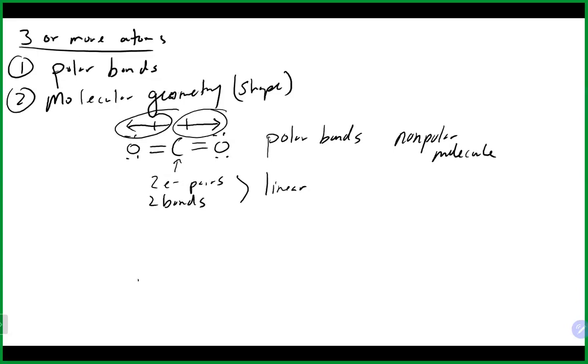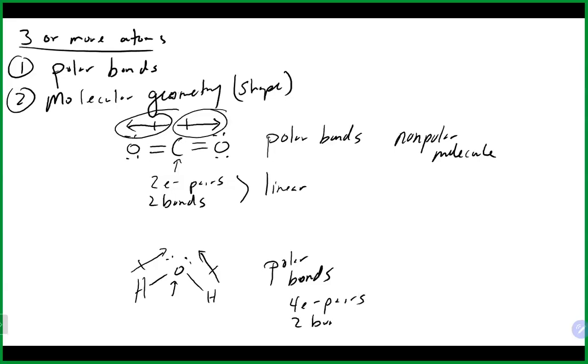Now if you took something like water, water also has polar bonds. The oxygen is more electronegative, so we could draw our bond dipoles heading in this direction. So it does have polar bonds. As we just saw a second ago, the central atom here has 4 electron pairs and 2 bonds in this case, which means the geometry here is bent or V-shaped.